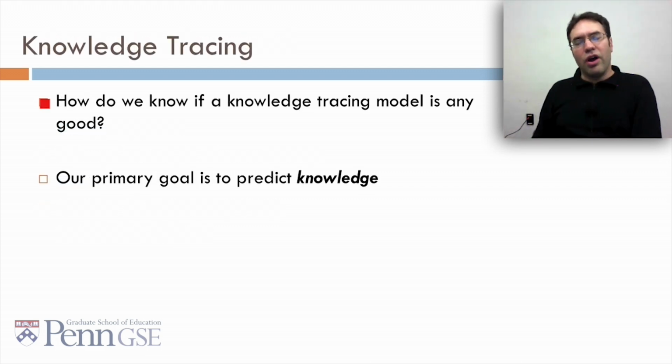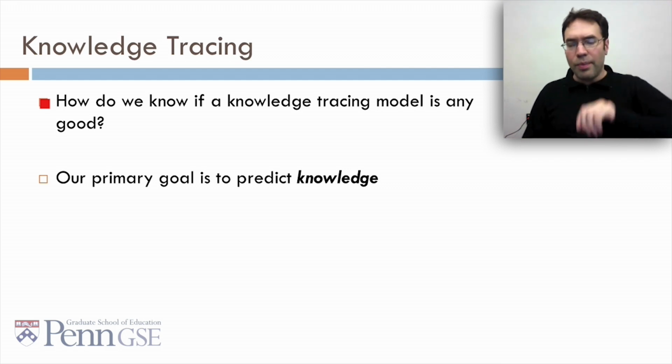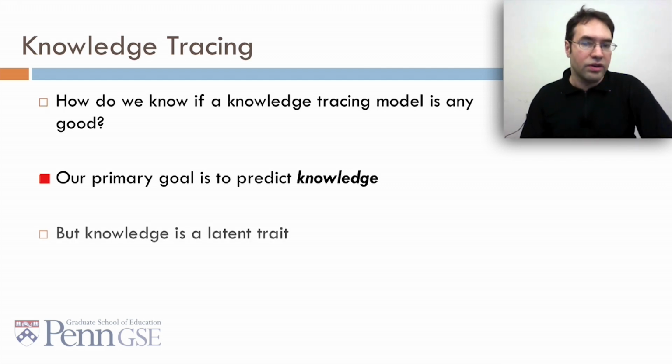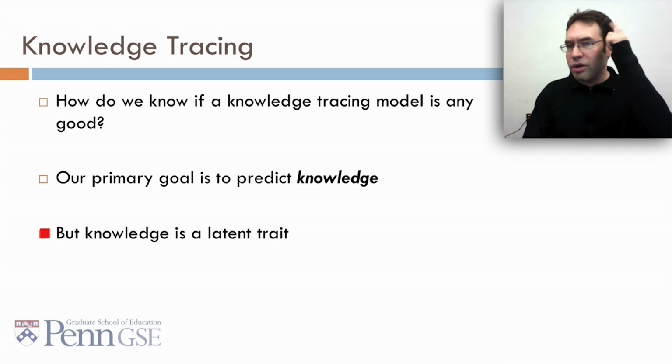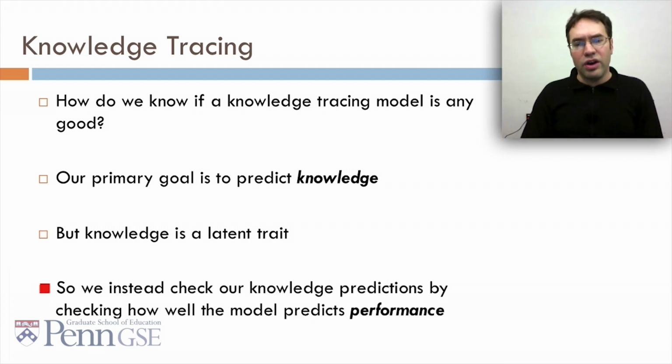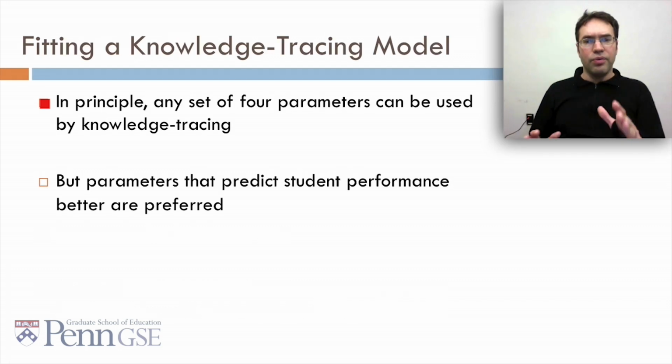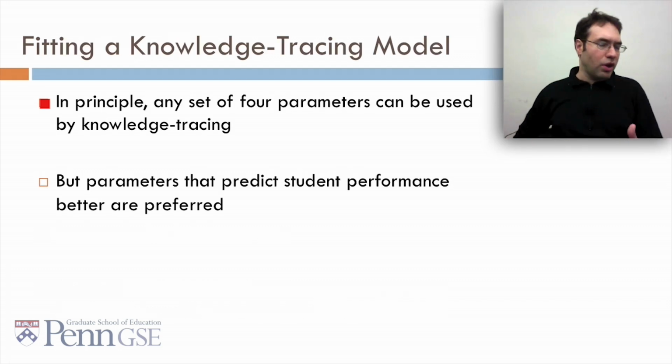So how do we know if a knowledge tracing model is any good, beyond whether it is degenerate or not? Well, our primary goal is to predict knowledge. But knowledge is a latent trait, as we've talked about. So instead, we check our knowledge predictions by checking how well the model predicts performance. In principle, any set of 4 parameters can be used by knowledge tracing.